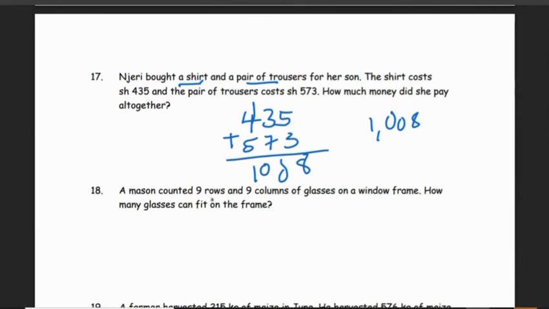A mason counted 9 rows and 9 columns of glasses on a window frame. How many glasses can fit on the frame? So, how are we going to do this? We are going to multiply the rows and the columns that we have. Now, we're going to do 9 multiplied by 9, and our answer here is going to be 81 glasses. So show your working, 9 times 9, and our answer is 81 glasses.